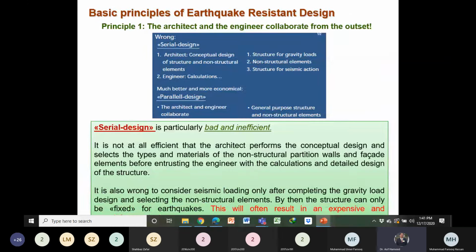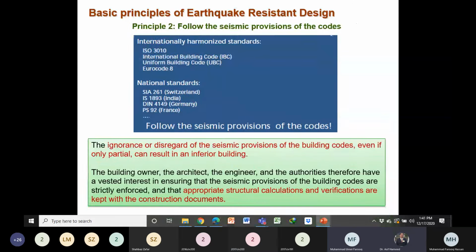Next principle. It should be the panel design, not the serial design. We should follow the codes. We have the wealth of information in the seismic codes, so we have to follow these codes fully, not partially. We have to make the calculations and the verifications of the different provisions as a part of the construction documents. Okay? So follow the seismic codes.